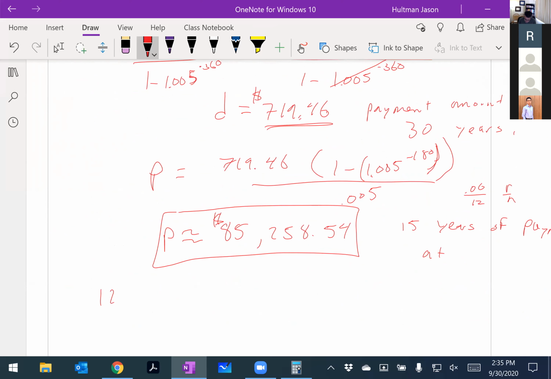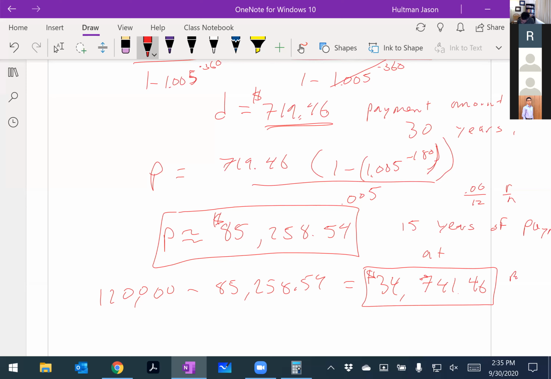Okay, so 120,000 minus 85,258.54 is equal to 34,741.46. This is the amount that's been paid off. It's not a lot over 15 years.